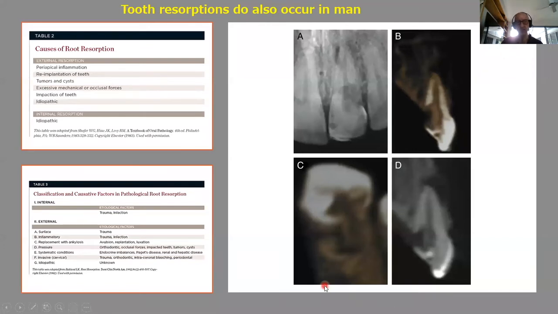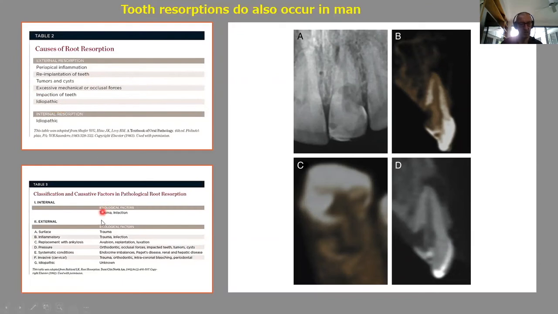Now, we do see tooth resorptions in man, so they do occur in man. The causes of them: we can have periapical, which is our inflammatory resorption. They can occur with tumours and cysts, as we mentioned before. Tooth movement in man can also cause tooth resorption, so if you have braces, there's a risk of tooth resorption. Impacted teeth, such as dentigerous cysts, can also cause resorption. And then we do have an idiopathic section as well, as a part of the external resorptions occurring in man.